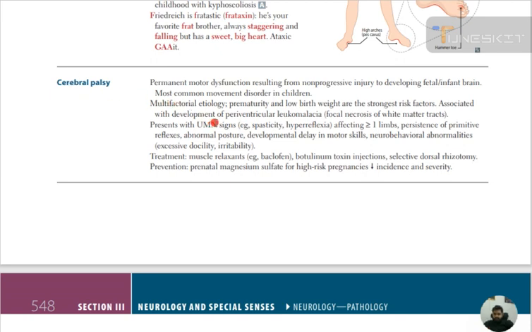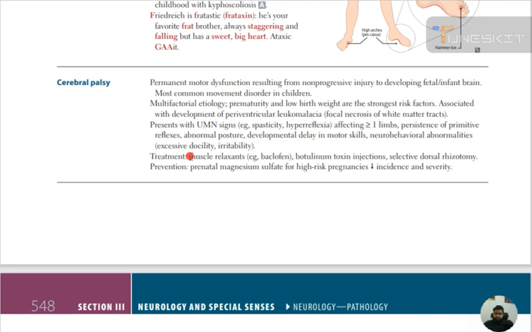So the signs we will get are upper motor neuron signs like spasticity and hyperreflexia affecting greater than or equal to one limb, persistence of primitive reflexes, abnormal posture, developmental delay in motor skills. There are also behavioral abnormalities, excessive docility, and irritability.